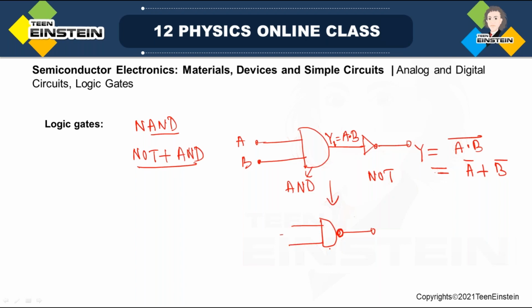And with a bubble, this is actually representing a NAND gate. In your exam, this will not be there like that. It will be given a compact circuit symbol, that is the AND along with that there will be a bubble. You can see in your book also.